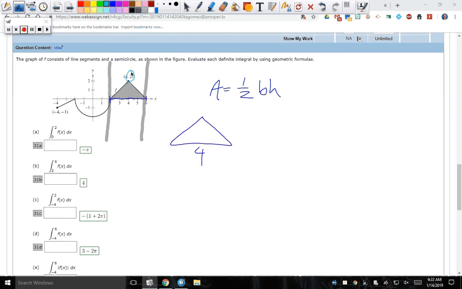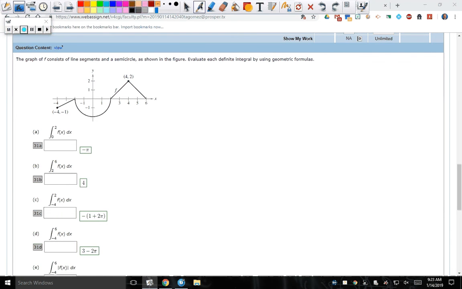2, because of this y value here. So it's going to be 1/2 of 4 times 2. Anyone? Which gives us an answer of what? 4. Why is it positive? Because it's above the x-axis. Okay? Graphically, again, area below the x-axis is negative. Area above the x-axis is positive.